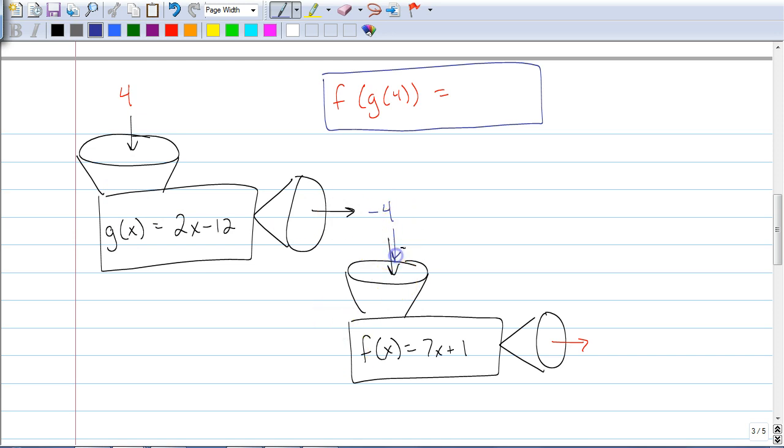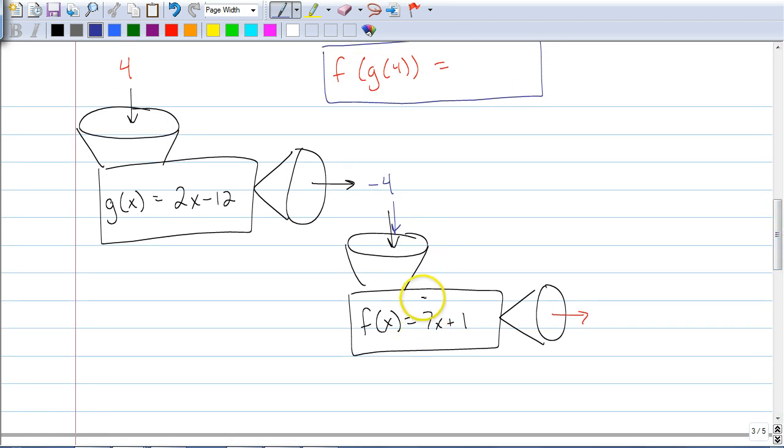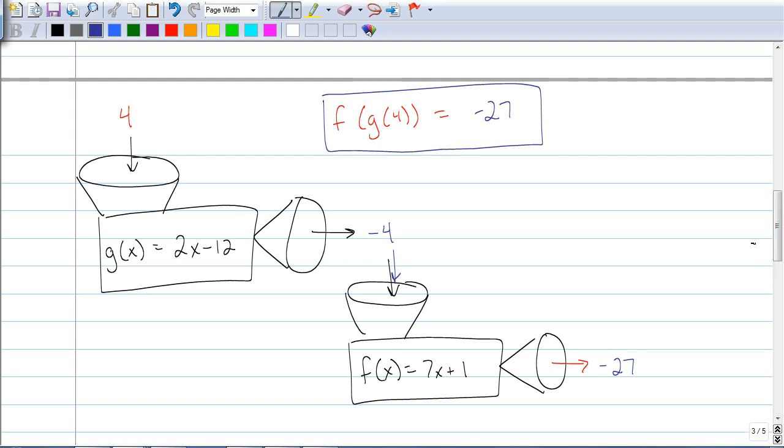Then that's going to get put into this other function. So negative 4, when that gets put inside of here, I'm going to take 7 times negative 4 plus 1. Well, 7 times negative 4 is negative 28. Negative 28 plus 1 gives me negative 27. So my answer here would be negative 27. I don't have 2 answers. It's not negative 4 and negative 27. It's just the one, negative 27. So hopefully this gives you a better perspective of what you're going to be doing in your assignment.